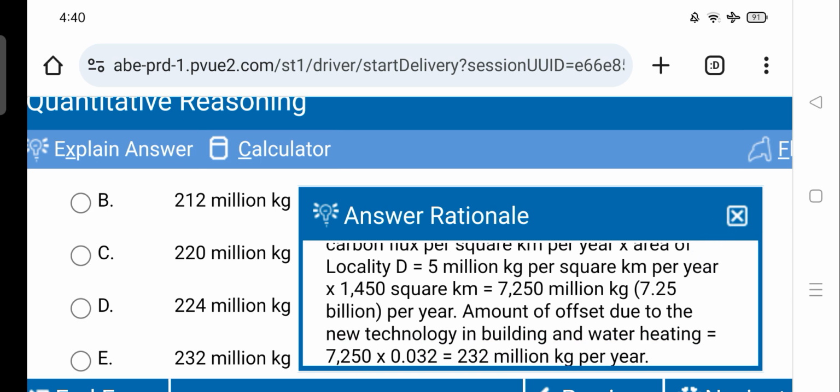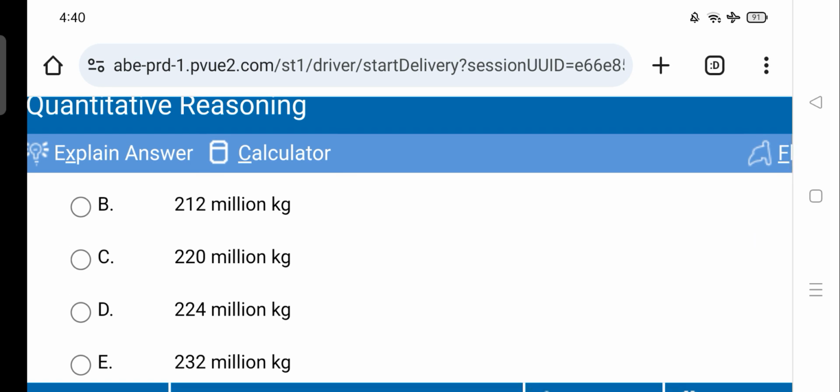Amount of offset due to the new technology in building and water heating equals 7250 multiplied by 0.032 equals 232 million kilogram per year. That's how we can say option E is the correct option, which is 232 million kilogram.